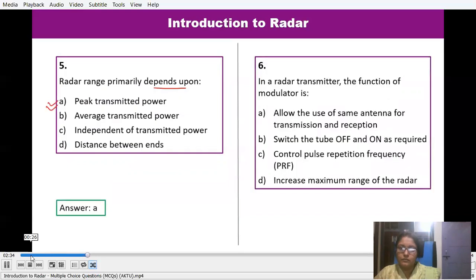Question number 6: in radar transmitter, the function of modulator is. Options have been given: allow the use of same antenna, switch the tube off and on, control pulse repetition frequency, and increase maximum range. So the function of the modulator which is used in the transmitter side is to switch the tube on and off whenever required. So B is the correct answer.